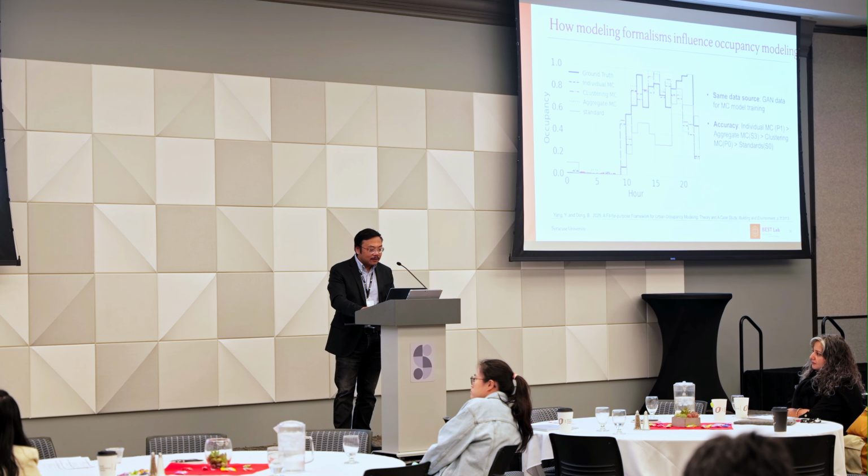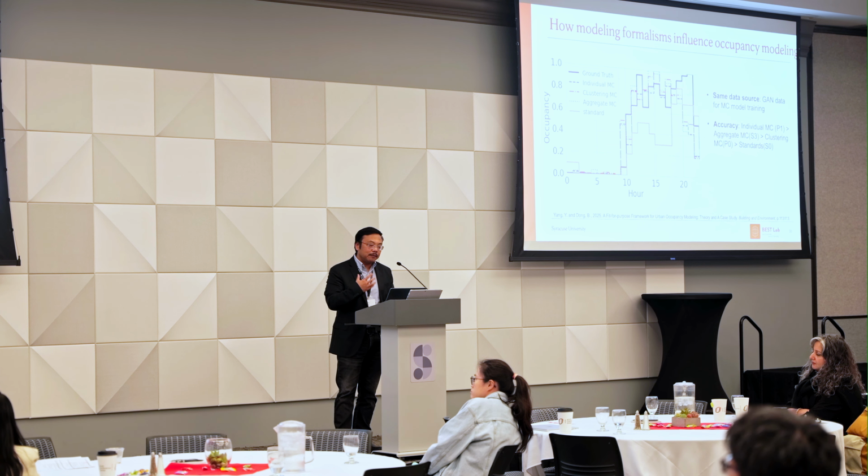The next one is how the model formalization influences occupant modeling. In this case, we're using the same data source but different modeling methods. It could be an individual Monte Carlo inhomogeneous Markov model. You could aggregate the Monte Carlo model into one, or you can do a clustering first and then create different models. And the last one is the standards. This also gives you different occupancy schedules as well.